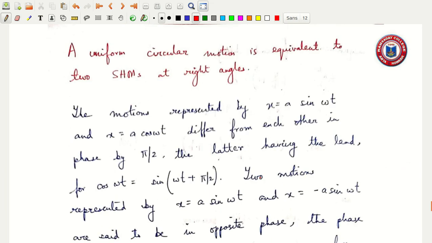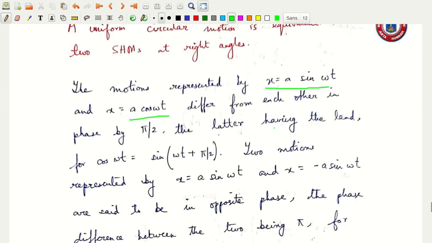Now let's move on to another important thing, which is that a uniform circular motion is equivalent to two simple harmonic motions acting at right angles to each other. If I take two motions represented by x equal to a sin omega t and x equal to a cos omega t, how much phase difference is there between the two? They differ from each other by a phase difference of pi by 2, because cos omega t is sin omega t plus pi by 2, so the second one is leading in phase over the previous one.